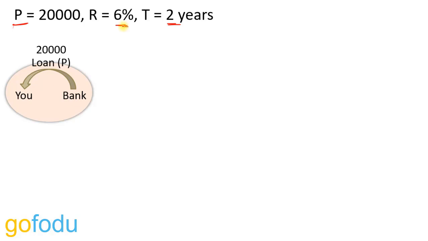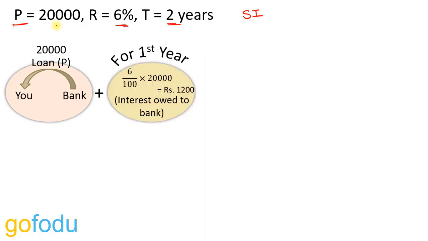Basically, the bank will be charging a small fee every year for the money you are borrowing. This fee is called simple interest, which is charged as a percentage of the principal. So 6% of 20,000 is 1200, which is the interest you owe to the bank after 1 year.